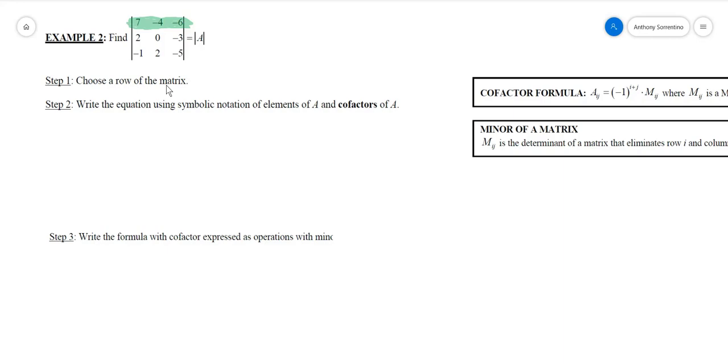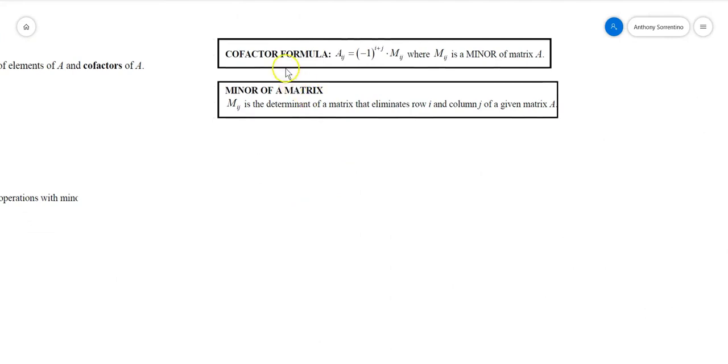Step 2, write the equation using symbolic notation of elements of A and cofactors of A. So we have this new thing called a cofactor. What is a cofactor? Well, a cofactor involves you finding the minor as well. Let me pull this over a little bit. This comes from your notes. The cofactor is basically some power of -1, where i and j are the row and column numbers for a particular element, and I add those together and raise -1 to that power. Then I'm going to multiply by the minor of ij.